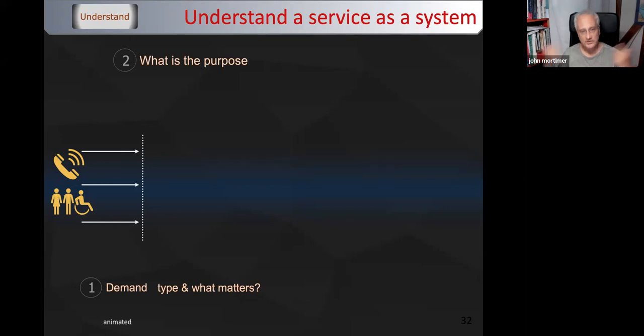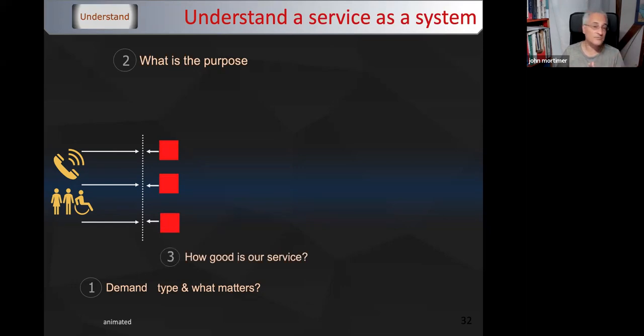But not what the purpose is from what we think it is, but what is the purpose from the customer's perspective, or in this case, the citizen's perspective. Now, this is a really important part of systems thinking. It's an outside-in perspective. And then we're going to look at how good our service is, how we respond to that demand.